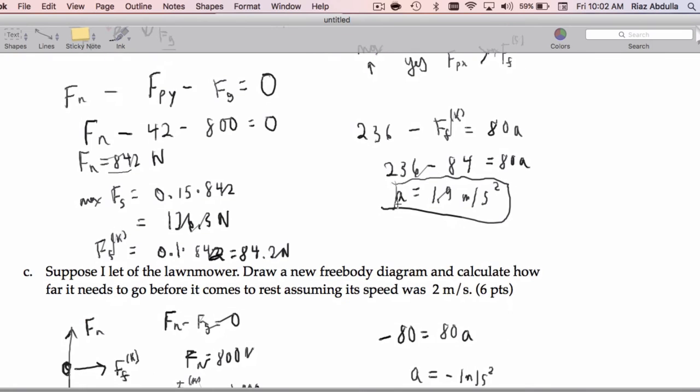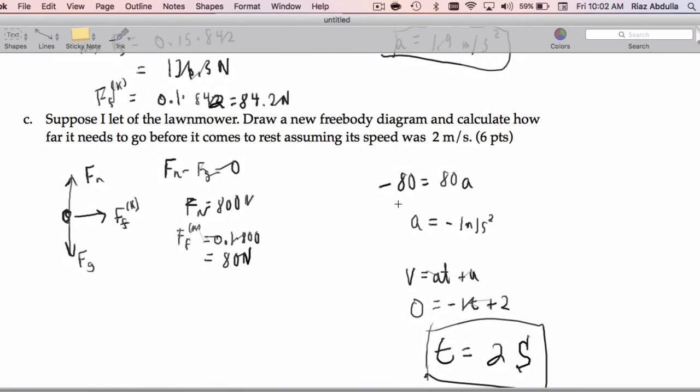For the last part, when you let go of the lawnmower, you now switch to a situation where there's no pushing force. You've got to recalculate the normal force, which we get as 800. Then we recalculate the friction, using the fact that friction always slows you down. So negative friction equals the mass times acceleration, and we get an acceleration of 1. Lastly, we plug that into SUVAT and get a time of 2 seconds.